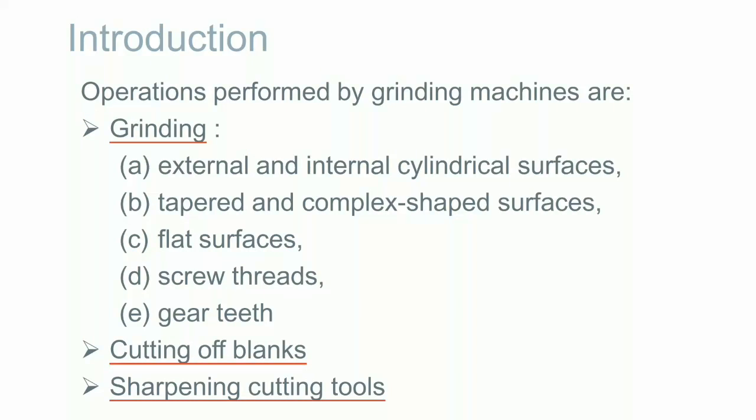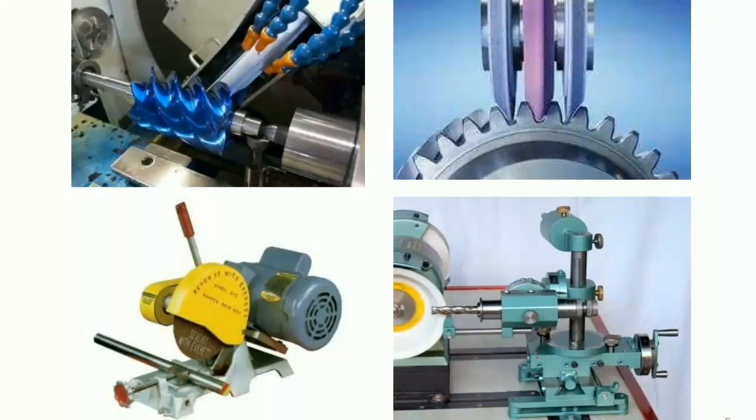Operations performed by grinding machines are grinding external and internal cylindrical surfaces, tapered and complex shaped surfaces, flat surfaces, screw threads, gear teeth, cutting of planks, and sharpening cutting tools. So there are 4 figures. In these figures you can see different types of grinding machines in real life.